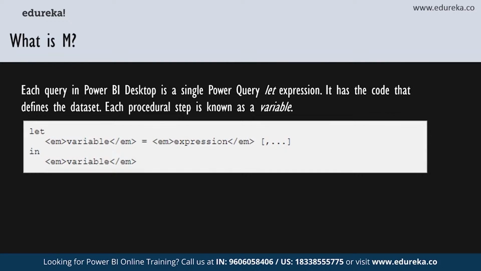A let expression is made up of a let statement and an in statement, as you can see in the syntax before you. The let statement includes one or more procedural steps that define the query. Each of these steps is essentially a variable assignment that consists of a name as well as an expression that provides the variable's value. Pretty simple, that is what a variable is in most cases. It's fifth grade math, right? A variable is a name to which you assign a value.